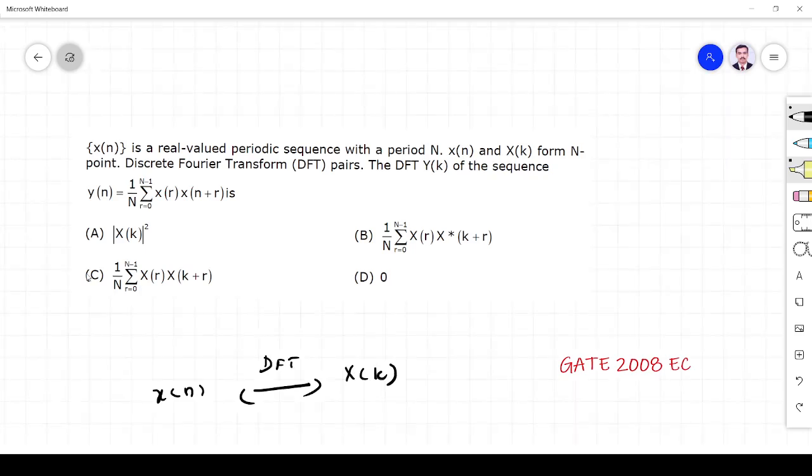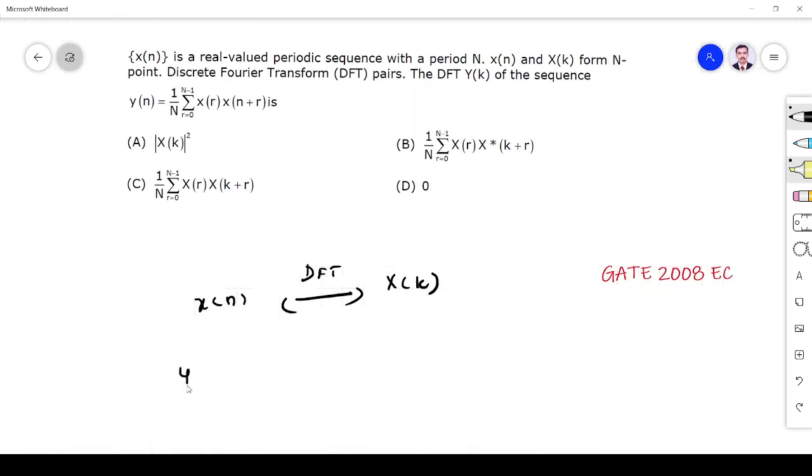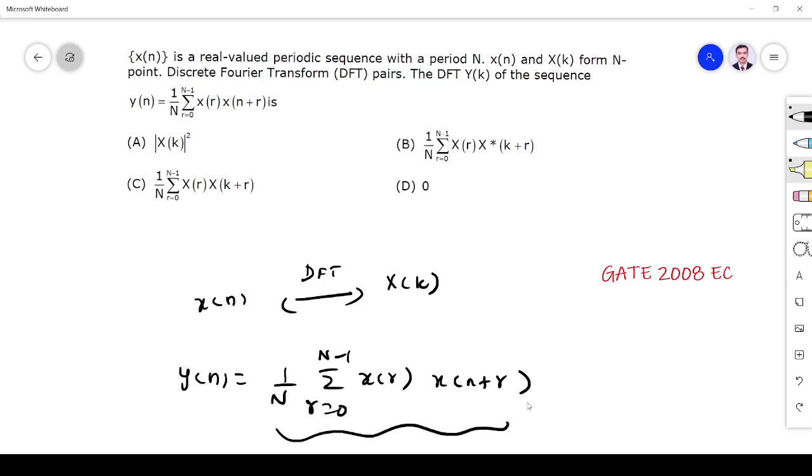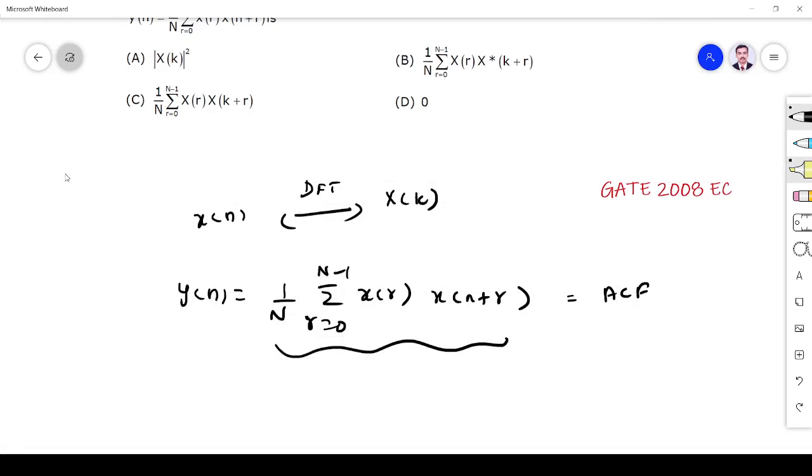y[n] they have given. What is y[n]? y[n] is equal to 1 by N summation r goes from 0 to N minus 1 of x[r] x[n plus r]. You see, this is the formula for autocorrelation of x[n]. So it is an autocorrelation function, right? So y[n] is an autocorrelation of x[n].